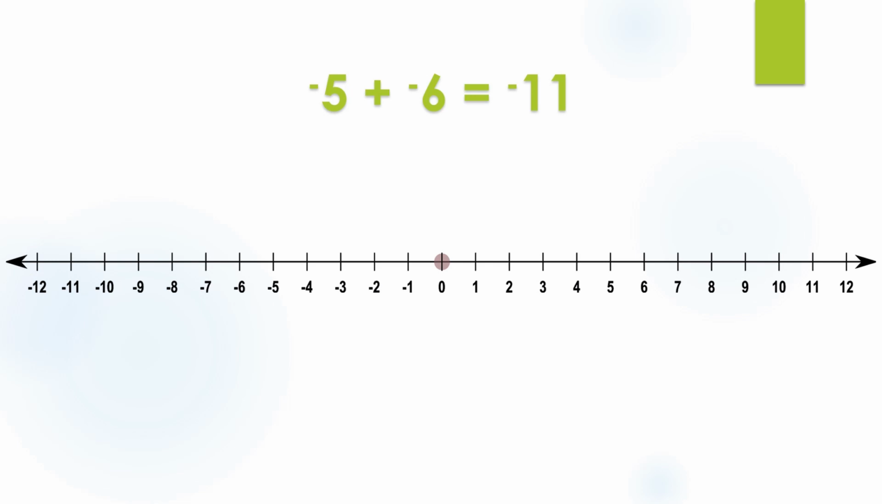So let's walk through this. We're going to start with our first number, which is negative 5, right there to the left of 0 because negative numbers go to the left. And from there, we're going to be adding, but we're adding a negative. So it's just like subtracting, which means we're going to the left. So from negative 5, we're going to go 6 steps to the left, which is 1, 2, 3, 4, 5, 6 steps. And that takes us right to our answer, which is negative 11.